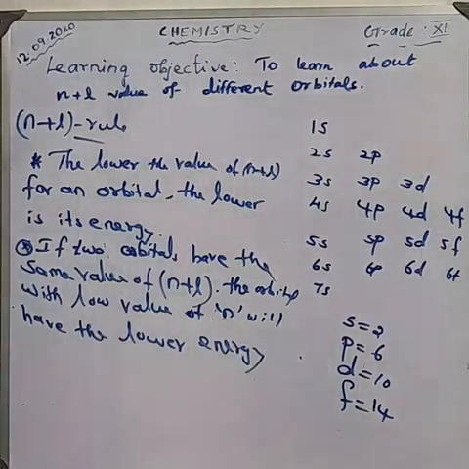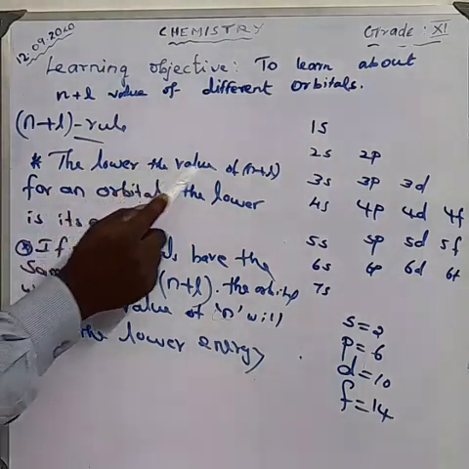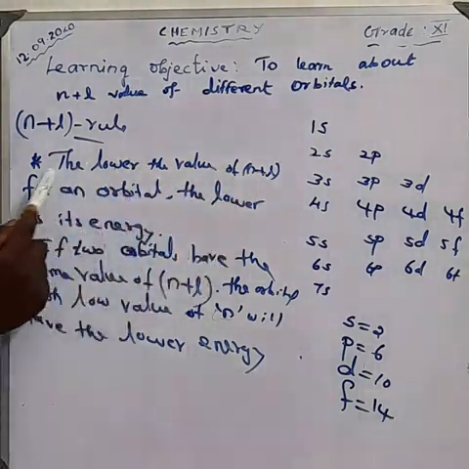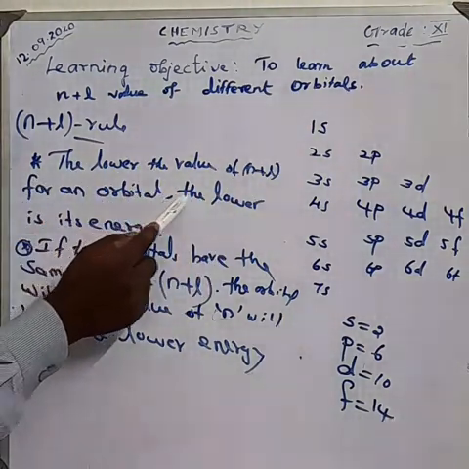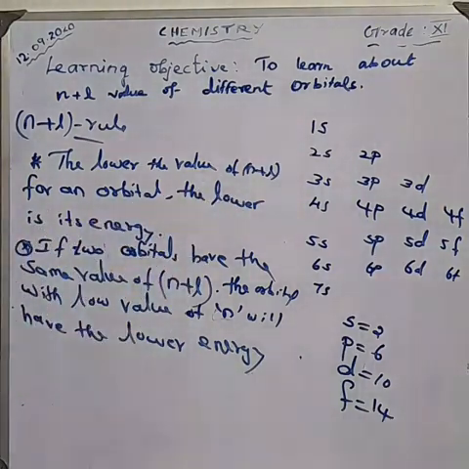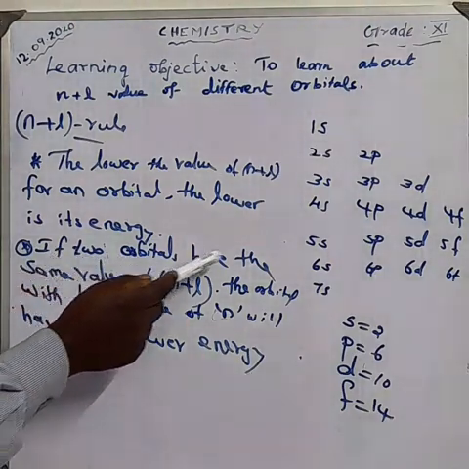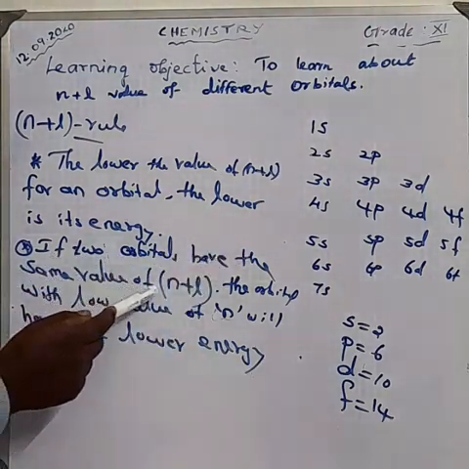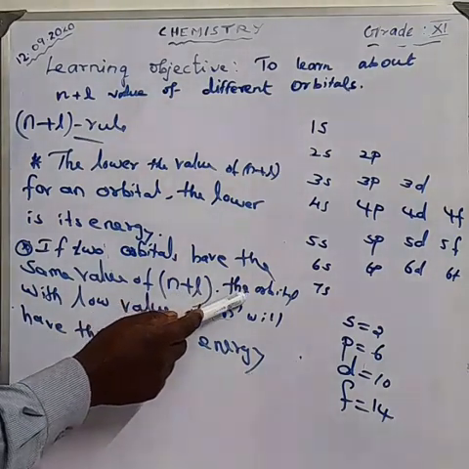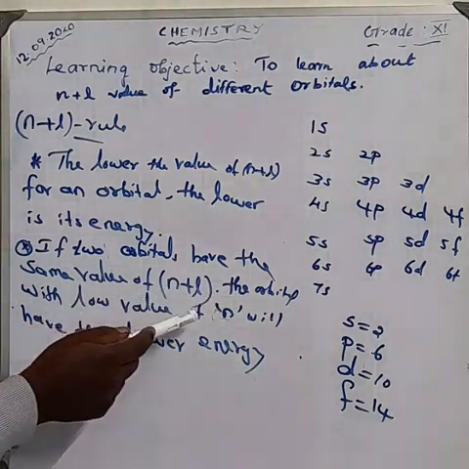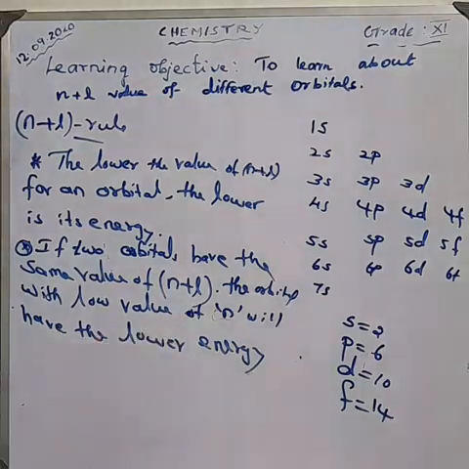Here, if you are learning the n plus l rule, you must learn about two points. First point is, the lower the value of n plus l for an orbital, the lower is its energy. The second condition: if two orbitals have the same value of n plus l, the orbital with the lower value of n will have the lower energy.